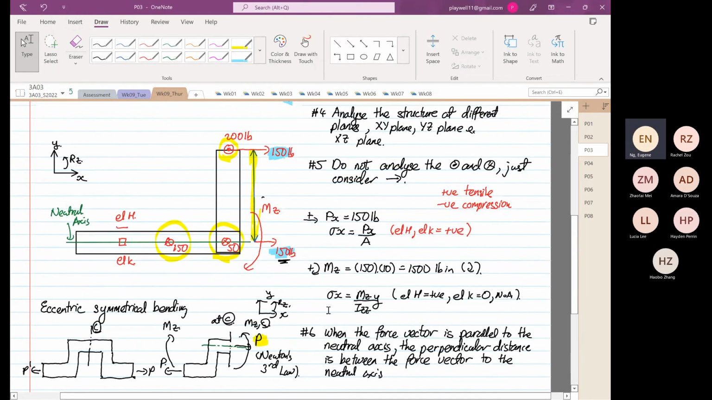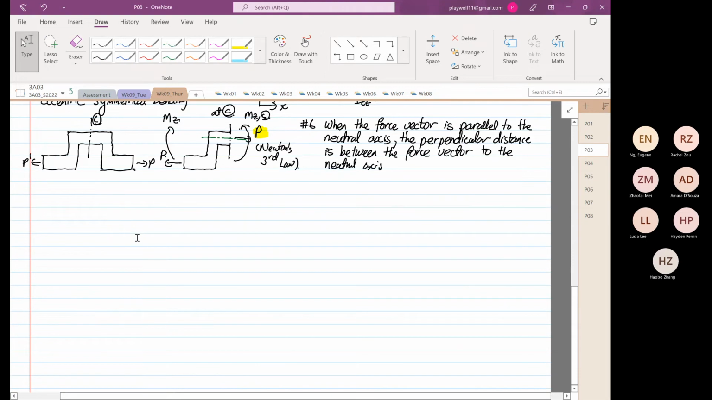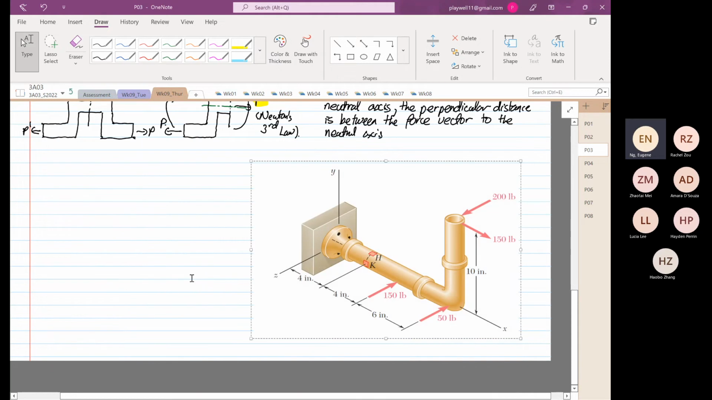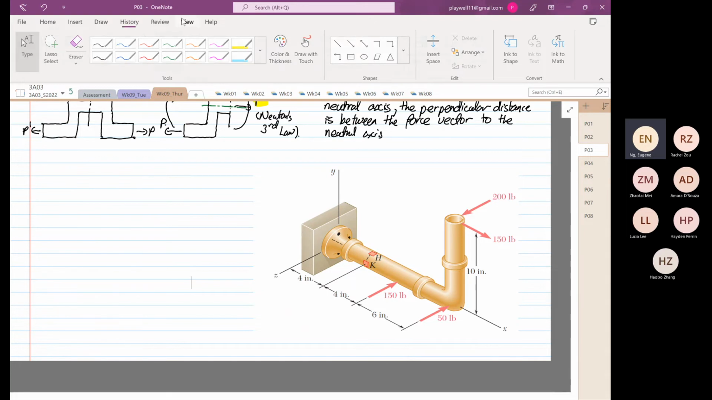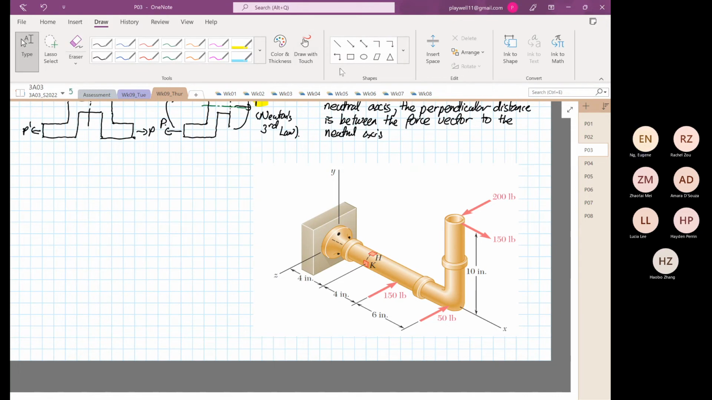So we are going to look at a different view now. I'm going to copy this diagram. The different view we're going to do is the XZ plane. So we're going to look at X.